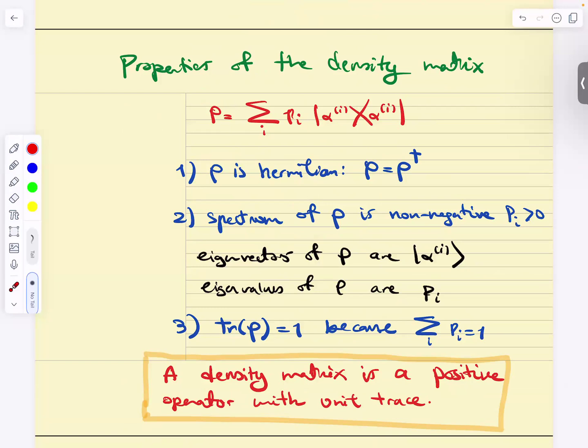But you knew more than that. You knew that the spectrum of rho is non-negative. So the eigenvalues are non-negative. I don't know, you want to call them positive or non-negative. I always get confused with this. I always call them positive. I think there are terms like positive semi-definite, but I never understood. The eigenvectors of rho are these alpha_i's, and their eigenvalues are p_i's. The trace of rho has to be equal to 1, which means that the eigenvalues have to add up to 1. So there are 3 properties we listed. Based on these 3 properties, a density matrix is a positive operator with unit trace. What is a positive operator? A positive operator is an operator whose spectrum consists of non-negative numbers. Good? That's the very definition of a density matrix.